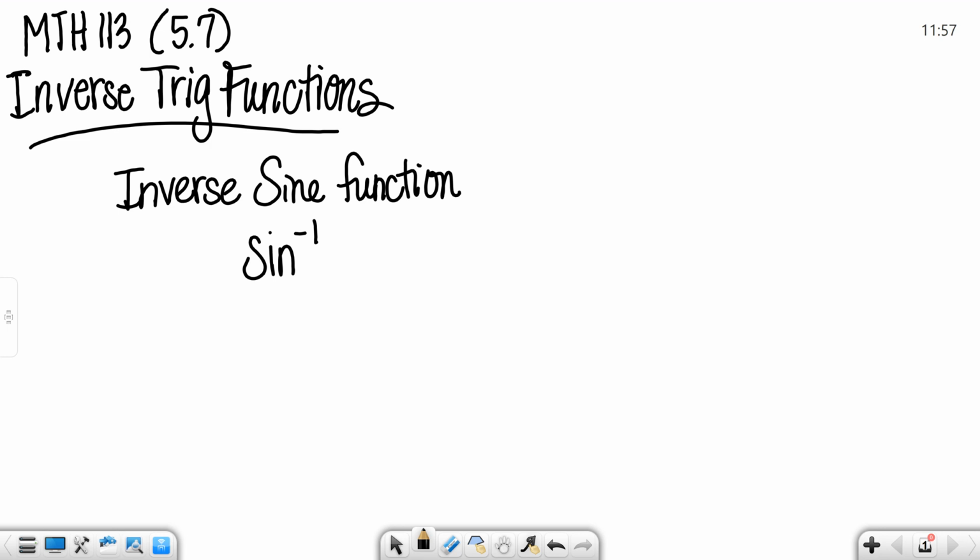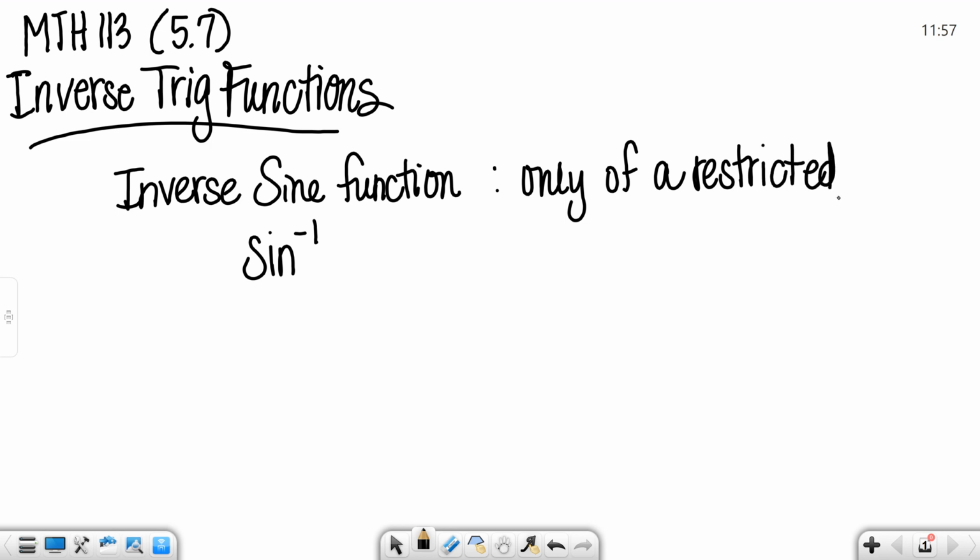Now, we can only take the inverse sine function only of a restricted sine. It would be great if I could spell, wouldn't it? Only if it is a restricted sine. And so here's what I mean by restricted.